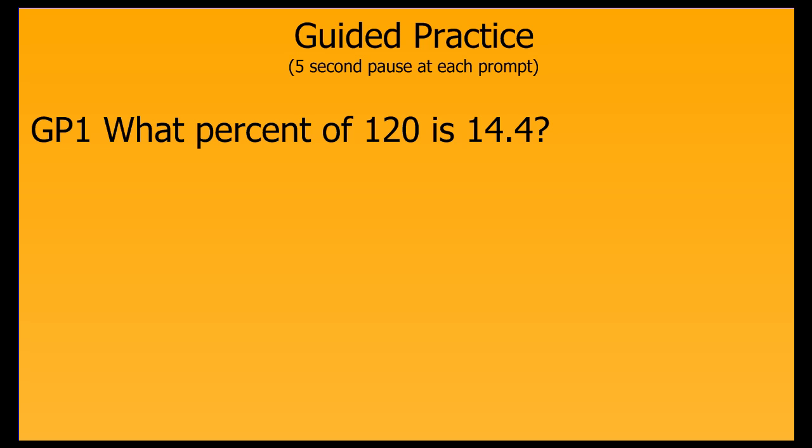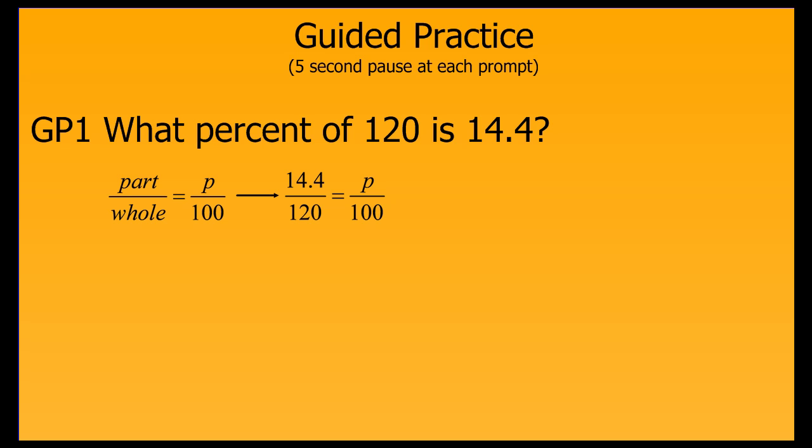What we're trying to do is figure out what percent of 120 14.4 is. Your next question is, what do we do first? We think about how we set up percent problems as part over whole equals percent over 100. Now what? Now we substitute in 14.4 for our part and 120 for our whole and set that equal to some variable, I chose p, over 100.